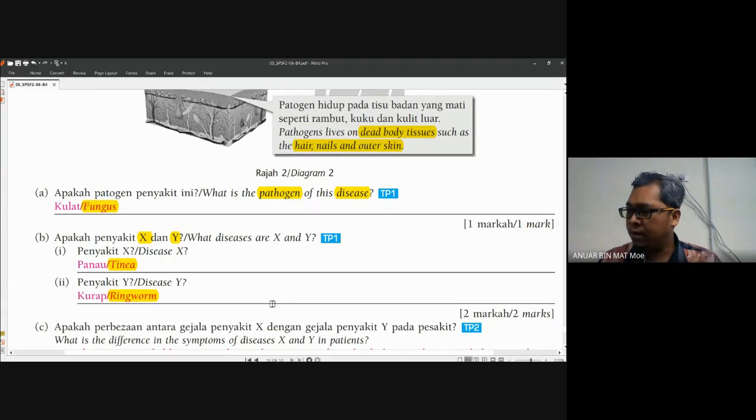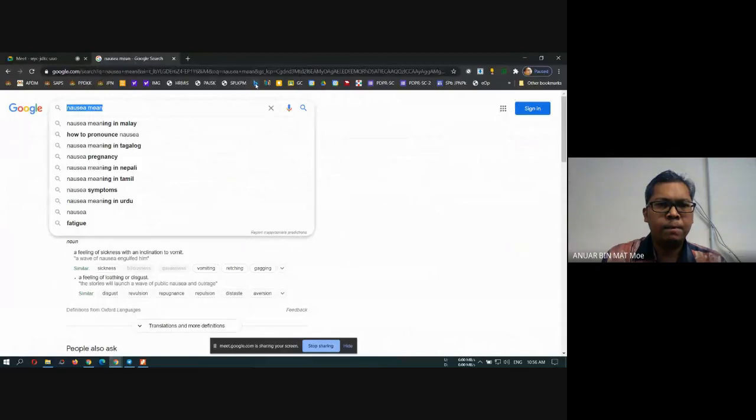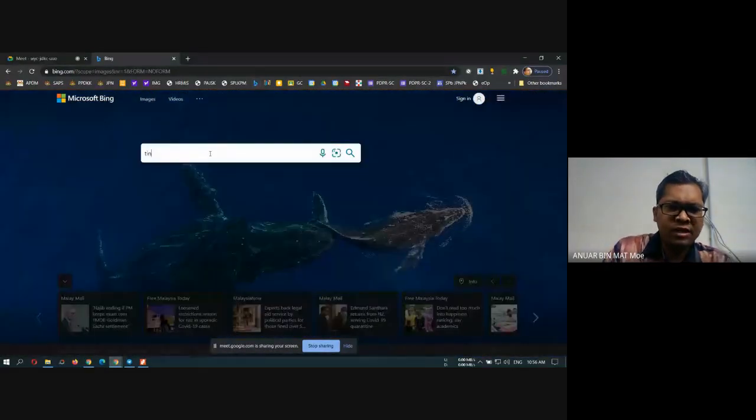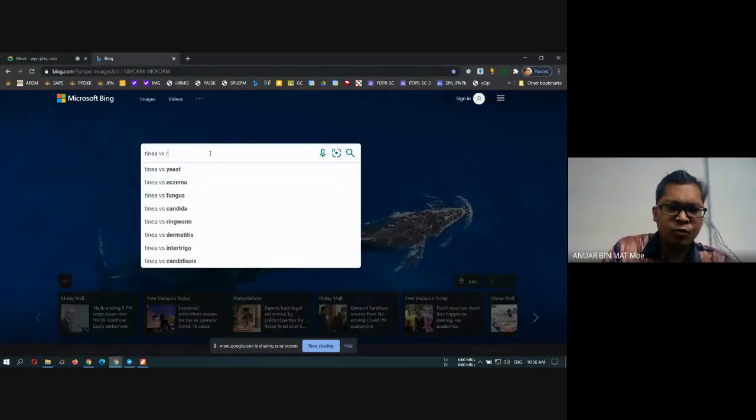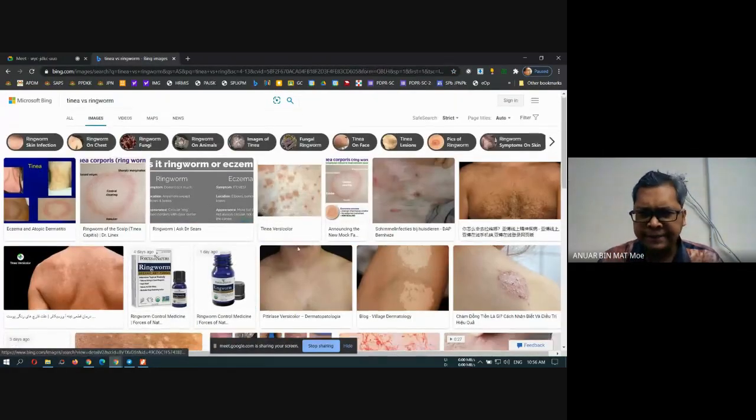Why is it called ringworm, class? We try to show you the picture. So I will stop sharing first because I want to share my screen. Okay, entire screen. Okay, right. What is the difference between tinea and ringworm? Get the picture here.